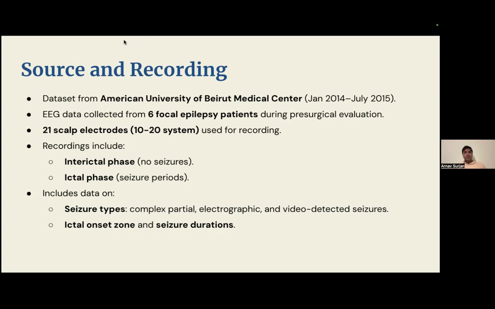The data set that we used was from the American University of Beirut Medical Center, and it was EEG data collected from six focal epilepsy patients during pre-surgical evaluation. They used 21 scalp electrodes in a 10-20 system, and the recordings included the interictal phases as well as the ictal phases. It also included data on the type of seizure as well as the ictal onset zone and seizure durations.